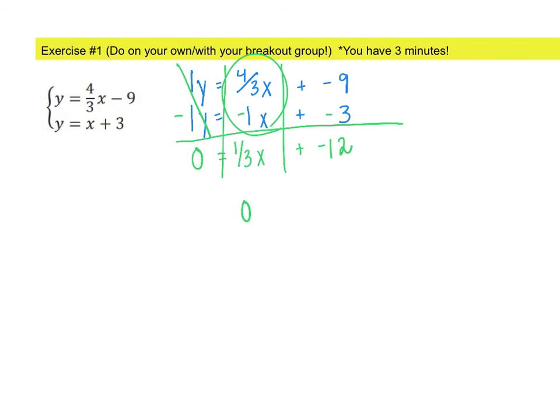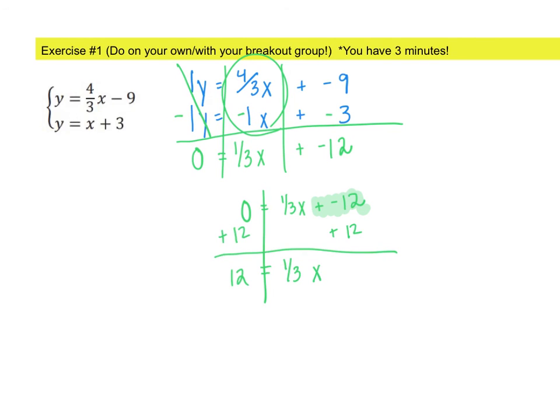So I'm going to rewrite that right here. Now we need to get the x by itself. Right now it has a plus -12. So we are going to do the opposite of plus -12 and add +12 to both sides. Just solving algebraically. Over here it cancels. Over here it adds to 12. And we're left with 12 equals 1/3 times x.